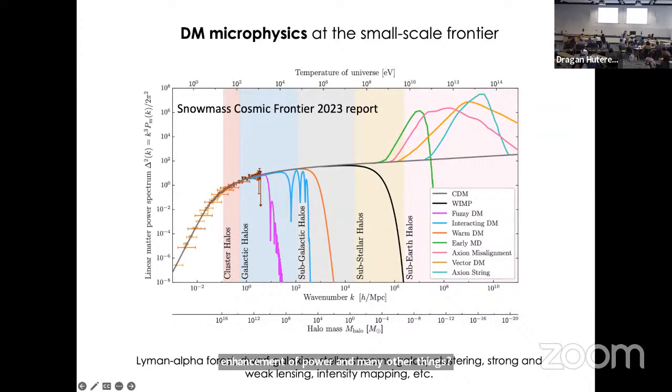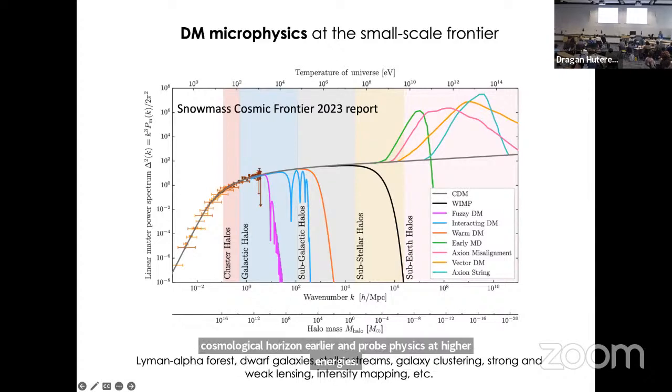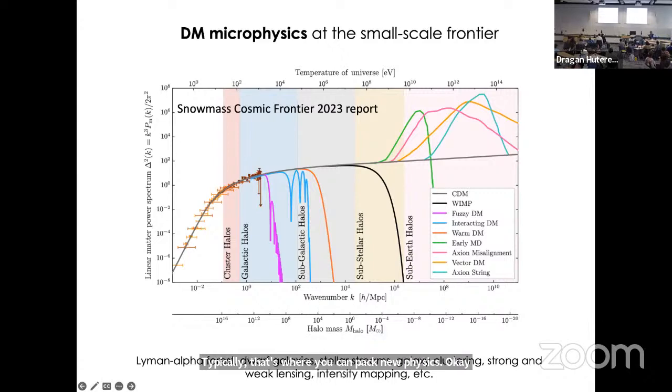Second take home, it all happens on small scales, okay? Why? Because smaller scales enter the cosmological horizon earlier and probe physics at higher energies. Typically, that's where you can pack new physics. Okay, so typically you want to get a handle on smaller scales if you want to get at dark matter microphysics with observations. Third take home, the data points are on large scales.